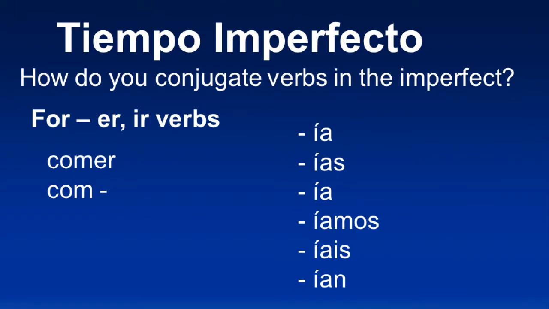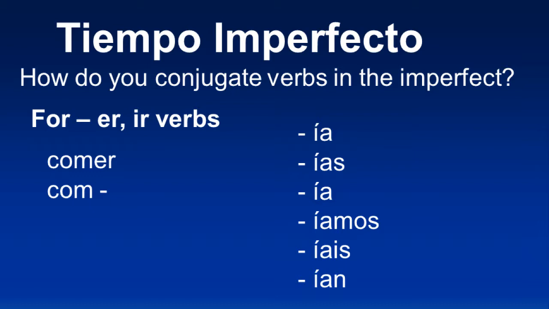Now for ER and IR verbs, this is kind of a gift because we don't have to learn new endings for ER verbs and a separate ending for IR verbs. They're the same. So let's take the verb comer. We drop the ER. We have our stem, COM. And it's very important here to stress the I, because you'll notice that the I is accented. So we have to stress that and make it its own syllable. So we say yo comía, tú comías, él comía, nosotros comíamos, vosotros comíais, ustedes comían.